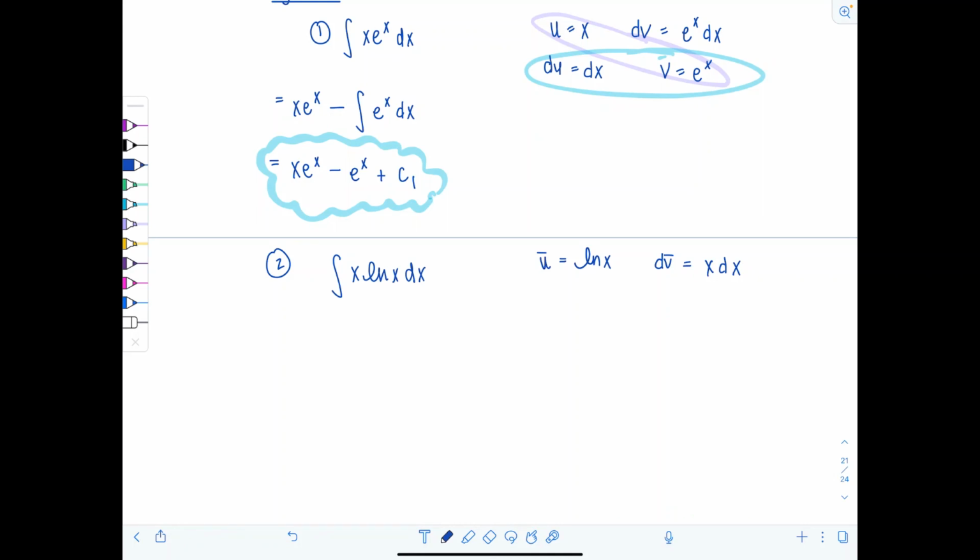because then I can calculate v bar, right? 1/2 x squared. If I had done it the other way around, you don't know the antiderivative of natural log of x. Actually, the way we find it is by doing integration by parts. So then now I can compute du bar. Derivative of natural log of x is just going to be 1/x dx. All right, things are looking nice.